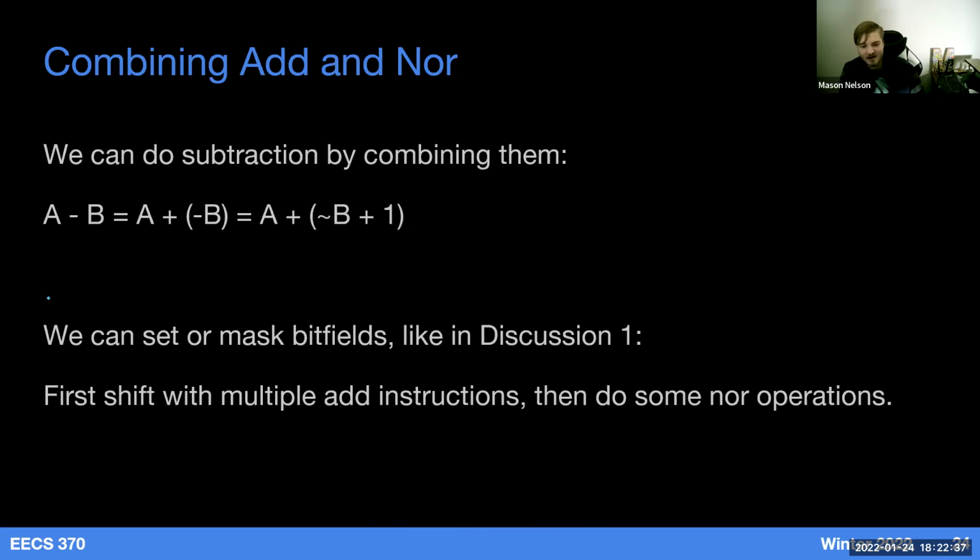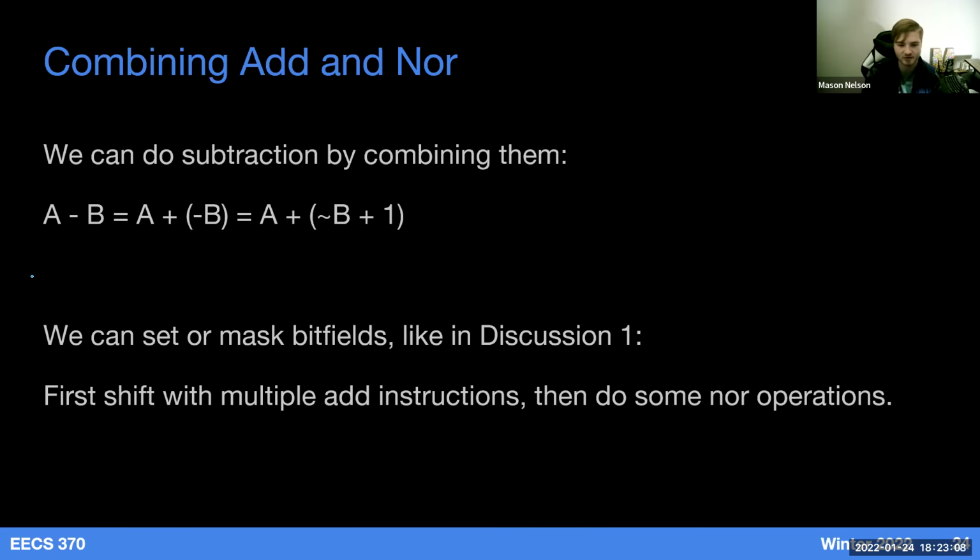Now ARM has a dedicated subtraction, but if we want to do subtraction in LC2K, all that we have to do is first do a NOR with itself on the second operand to get not B, I suppose. Then if we add 1, we get negative B. And then if we add the negative B plus A, we get A minus B. So we can do subtraction in LC2K with 3 instructions instead of 1, but that's okay.